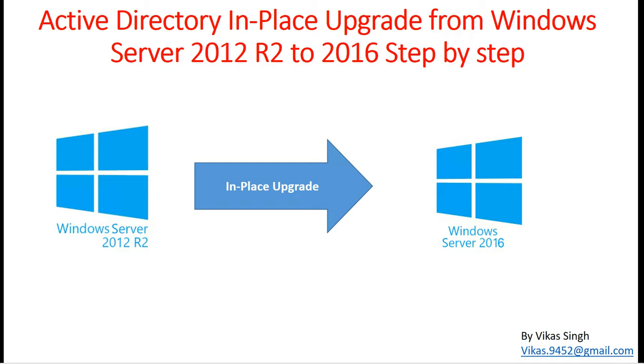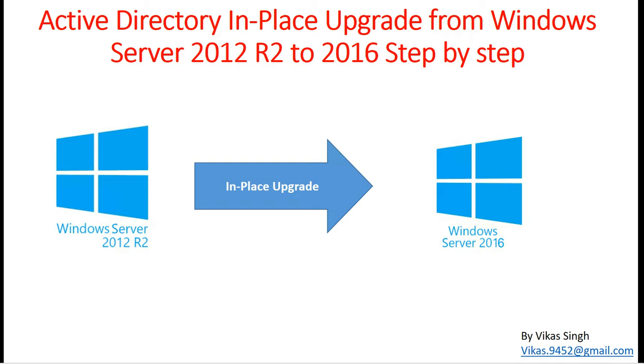If your infrastructure has only one domain controller and one server, you can directly do an in-place upgrade. But I'm going to show you with two domain controllers, so it will be easier for you to understand. If you have multiple domain controllers in your environment, like in different cities, then this is how you can proceed with the in-place upgrade for all the domain controllers.